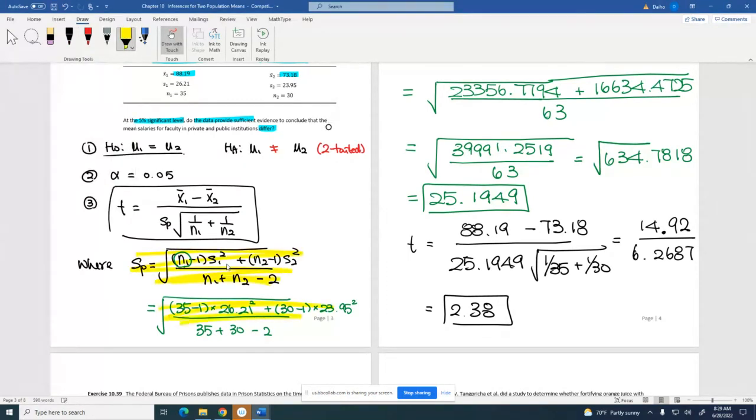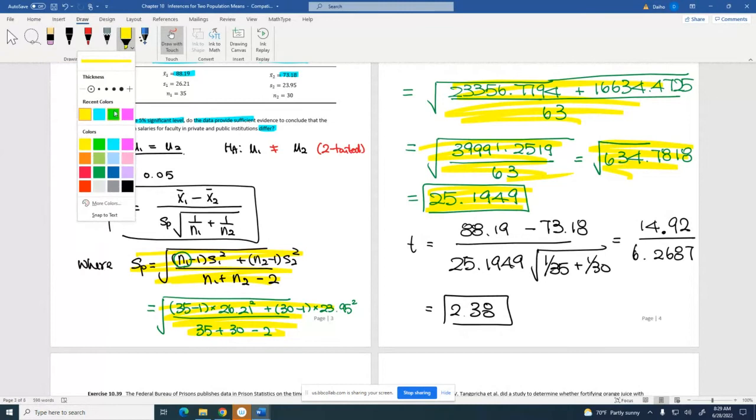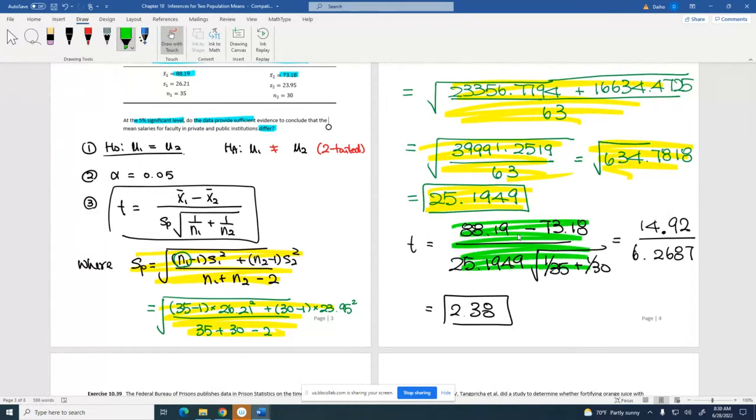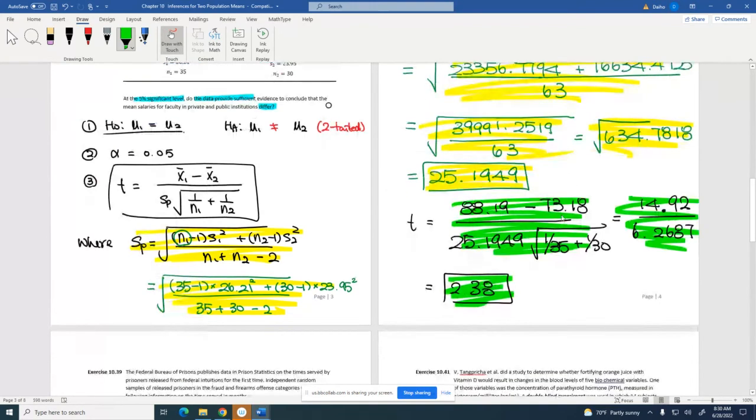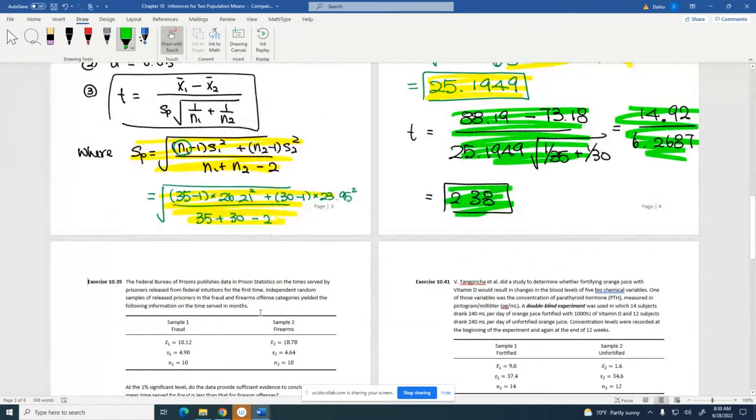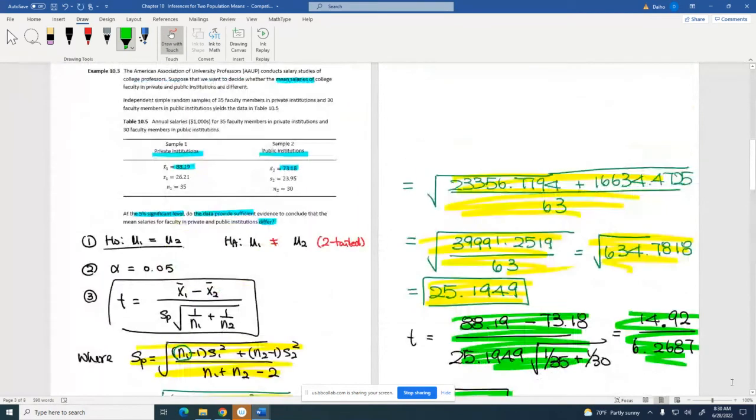Numbers, numbers, and finally, the test statistic, the t-score, is 2.38. Any question? Yep, take a picture. Okay, another page. I need another page.